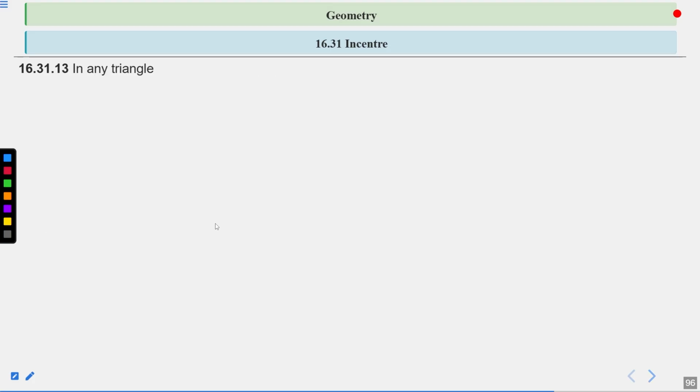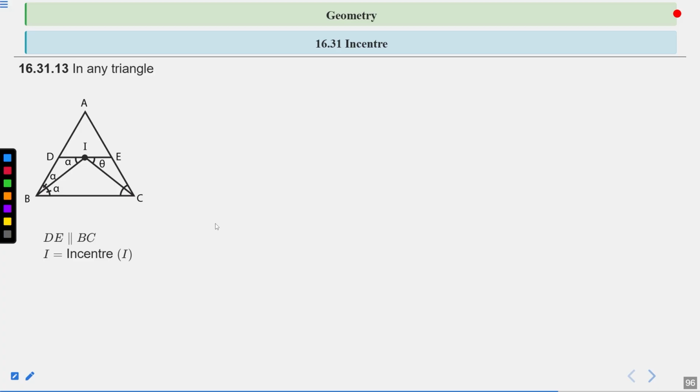In any triangle, this is the diagram of a triangle. DE parallel to BC, I is the incenter, so DE equals BD plus EC. Next one.